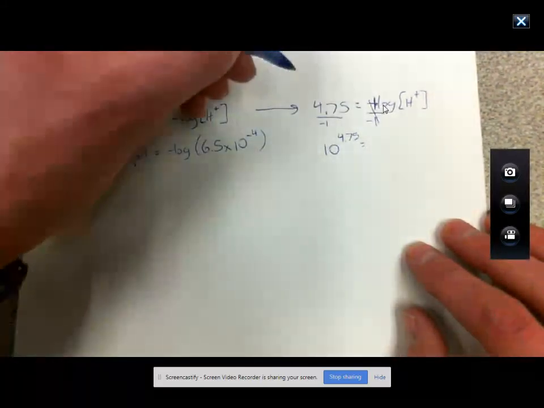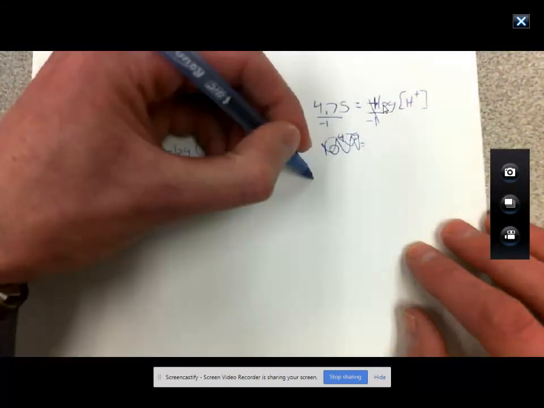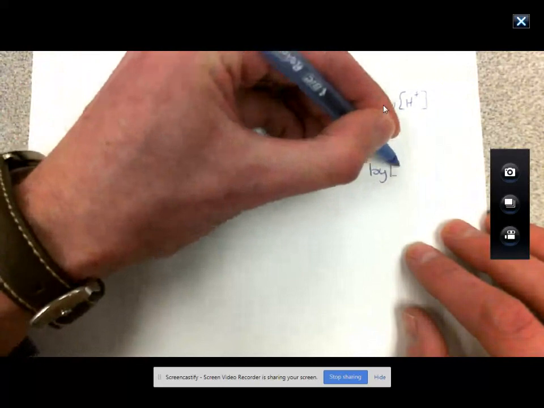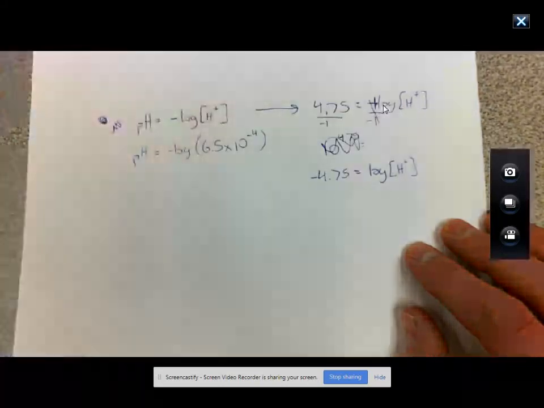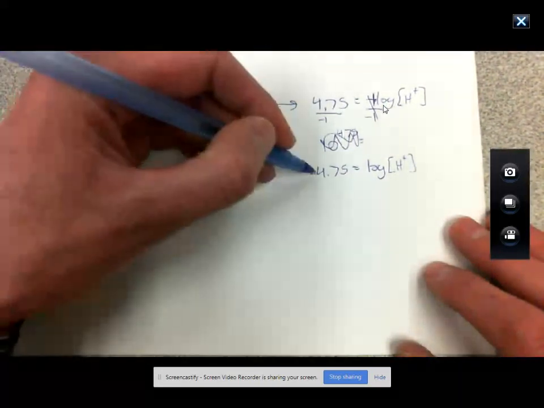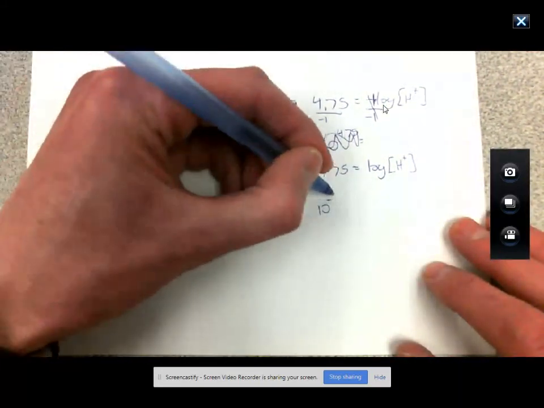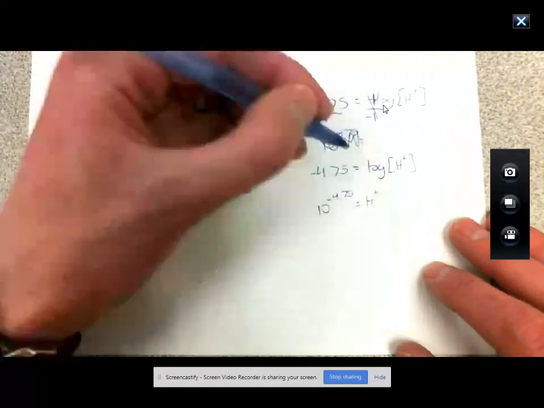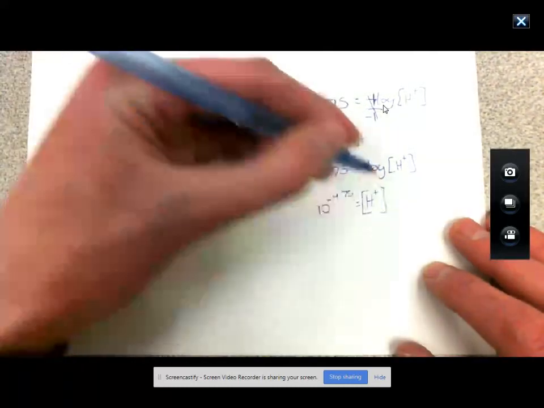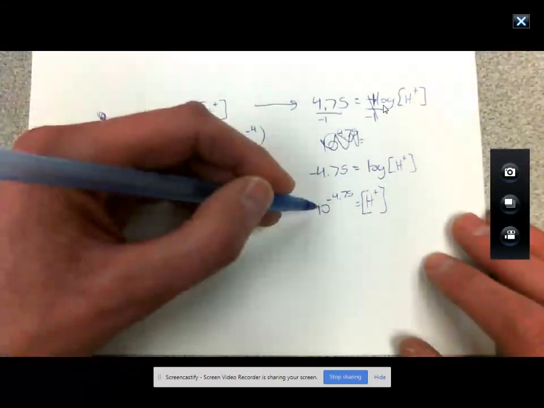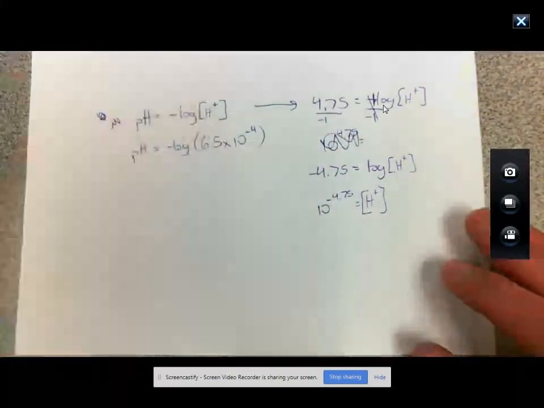So now I've got negative 4.75 equals the log of H plus. And that does make a difference. So now I have a negative. So now I have 10 to the negative 4.75. Gives me my concentration of hydrogen ions. And that's not quite scientific notation.